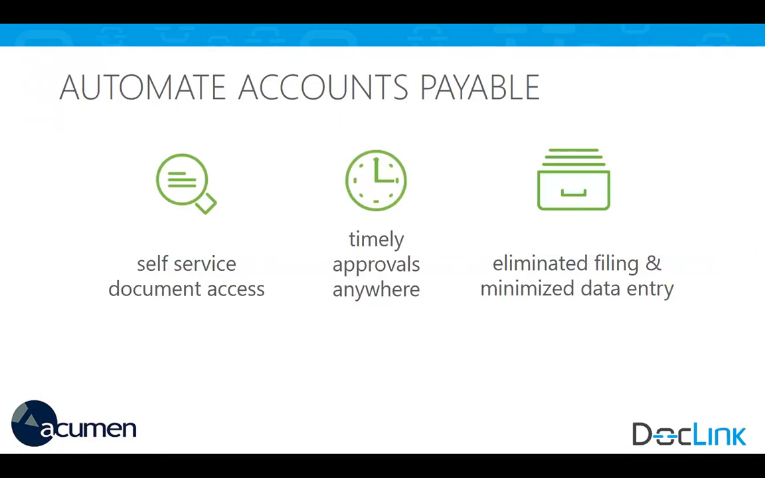There are three major benefits in using DOCLINK to automate your AP process. The ability to provide self-service document access, right? Allowing your users to access documents as it relates to AP in a timely manner when they need it, timely approvals, and then eliminate any filing and minimize or eliminate any data entry you need into Sage ERP when we're able to automate that process with our seamless integration into your Sage ERP system.